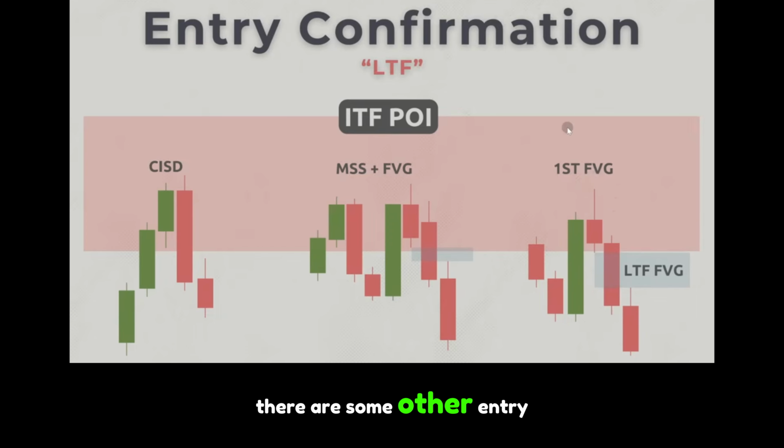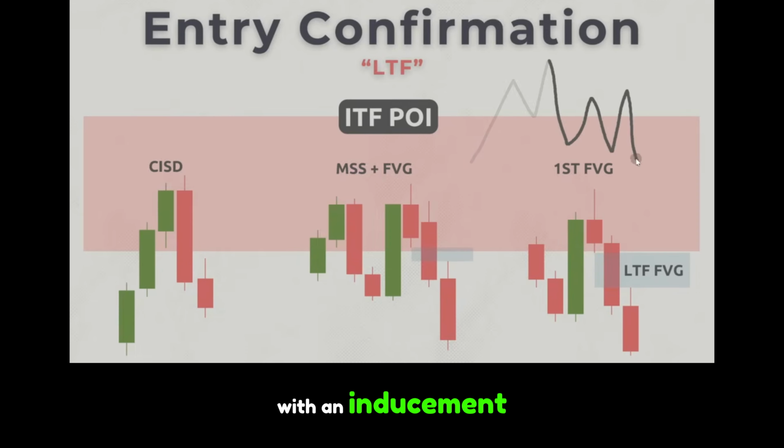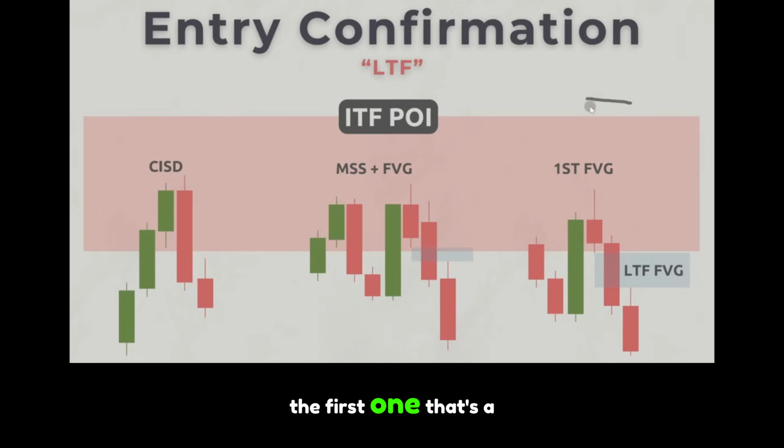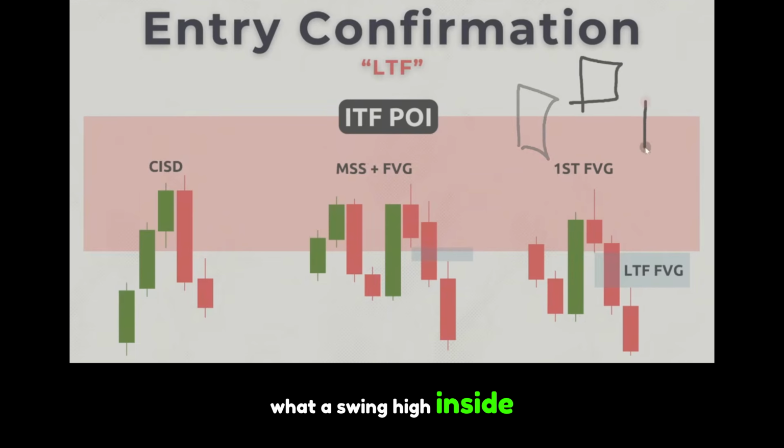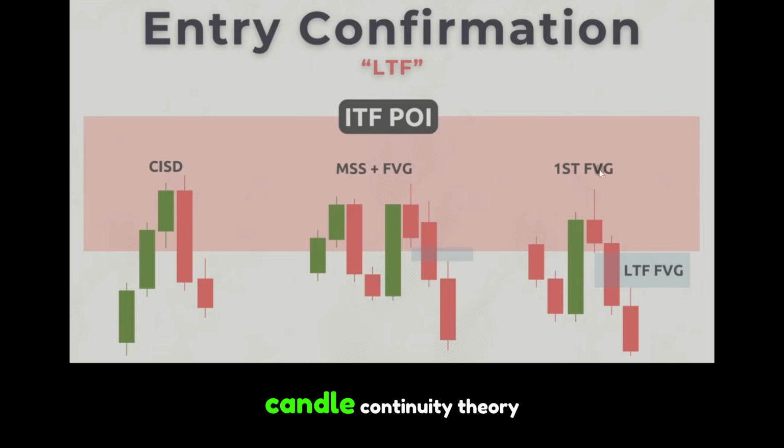Now, there are some other entry confirmations. There is, let's say, the market session shift with an inducement. See, taking that inducement, the first one, that's a continuity purge. You could also look at the candle continuity theory, and that's the one that I came up with. So the moment that we create a swing high inside of that POI, we could look for the candle continuity theory, and make sure to watch my video about it. So just look up Modern Hand Trading Candle Continuity Theory, and you will see how you can actually have a full trading plan just based on one candle. So those are the entry confirmations.